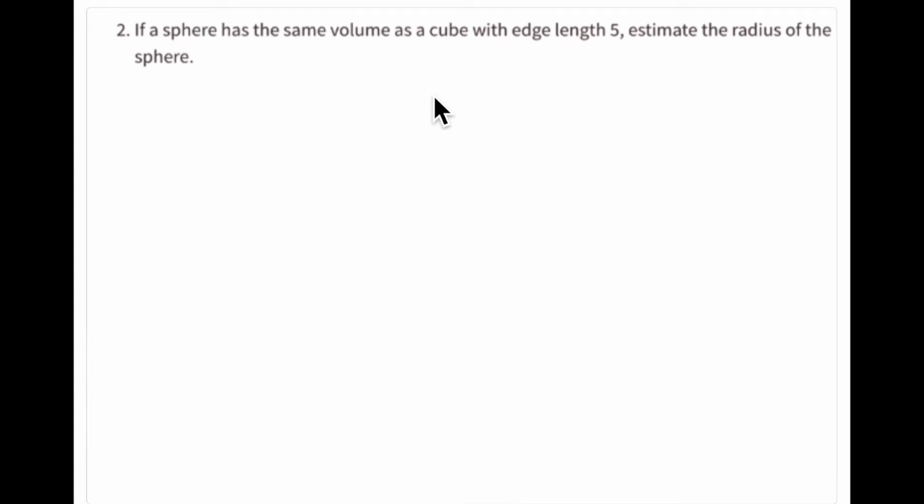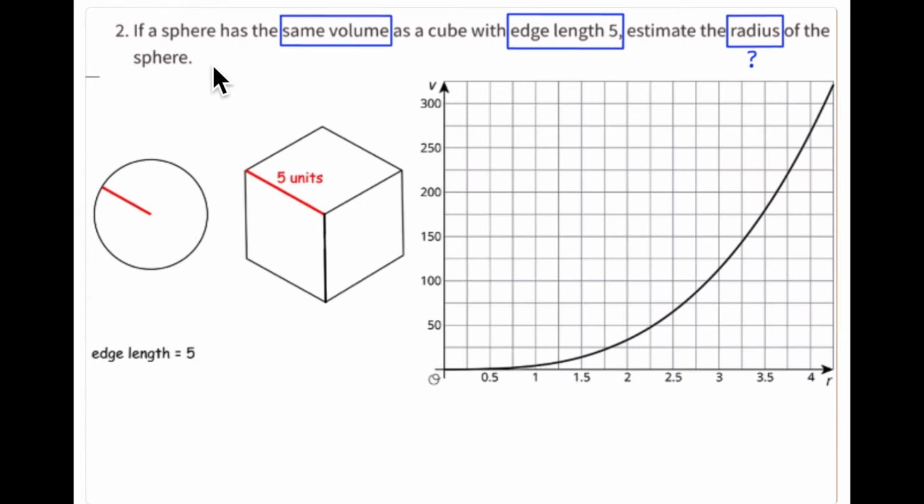For problem number 2, it's a slightly different question. The sphere and the cube have the same volume, and the edge length of the cube is 5 units long, and they want you to estimate what the radius of the sphere is. So how do you start this? Where do you begin? Again, the same volume. The edge length of the cube is 5 units. So what's the radius of that sphere?